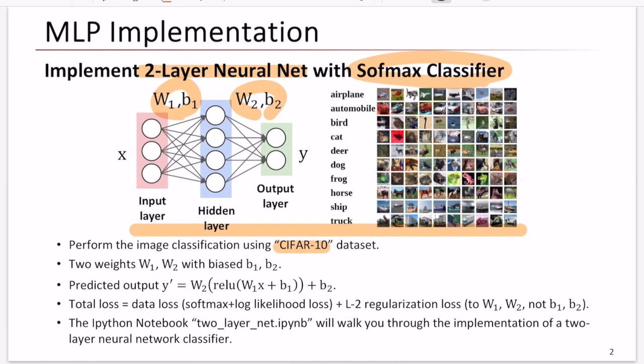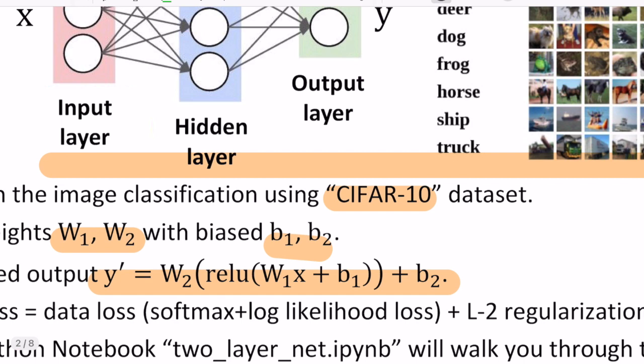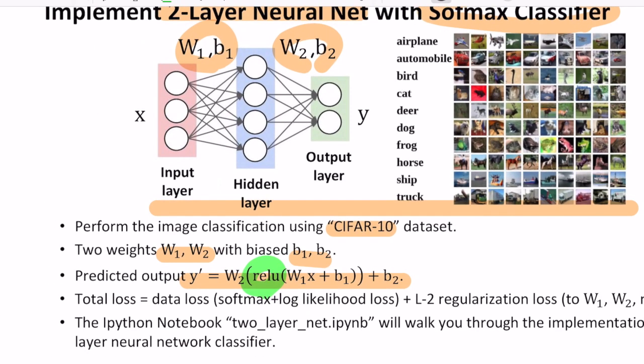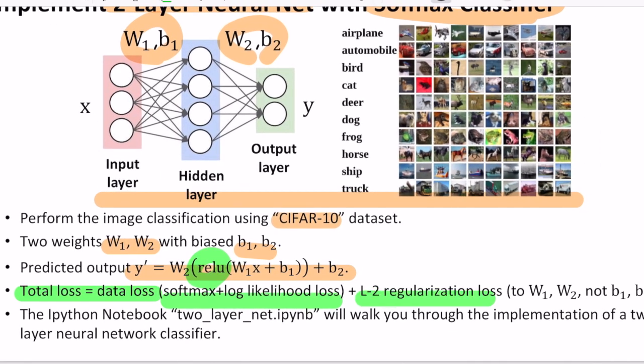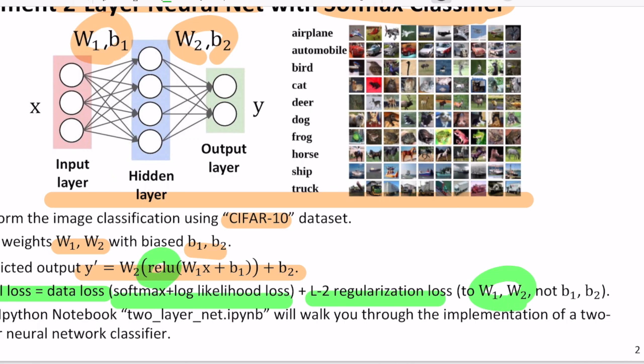So we have 2 weights, W1 and W2, and biases, B1 and B2. Our prediction output is going to be like this: W2 times ReLU of W1 times X plus B1, plus B2. Notice that in our previous example, the nonlinear function was the sigmoid, but in this case it's just ReLU. Please remember that. Our loss should be the data loss, such as softmax loss, plus L2 regularization on W1 and W2, not B1 and B2.